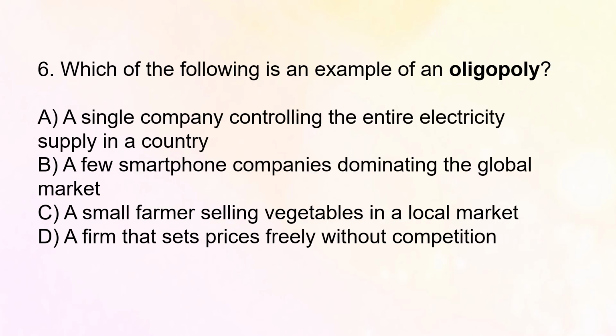Number six, which of the following is an example of an oligopoly? Letter A, a single company controlling the entire electricity supply in a country. Letter B, a few smartphone companies dominating the global market. Letter C, a small farmer selling vegetables in a local market. Or letter D, a firm that sets prices freely without competition.